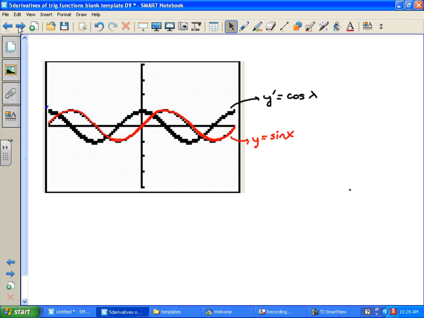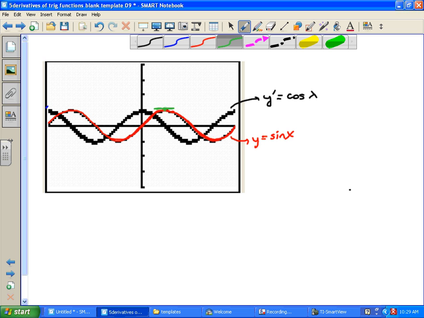But let's just check a few things about this to see if it really makes sense, okay? For example, the red one is the actual function. It's called f of x or y. For example, right here, there's a horizontal tangent for the sine function, correct?